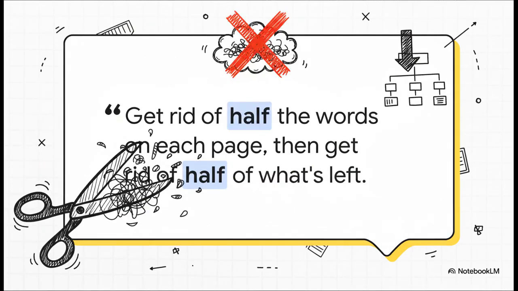And here's the other piece of the puzzle for making things easy. Your words. This is Krug's third law. And it's brutal, but it's true. The more words you put on a page, the less likely any of them are to actually get read. So what do you do? You have to be absolutely ruthless. Get rid of half the words. Then look at what's left and get rid of half of that.